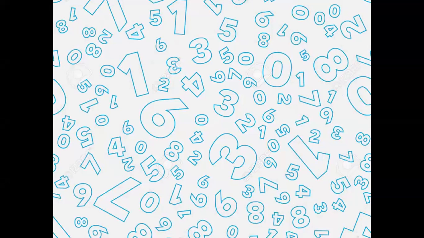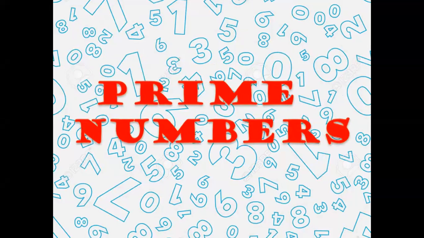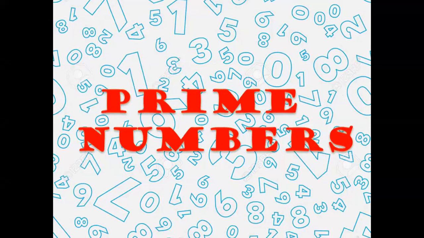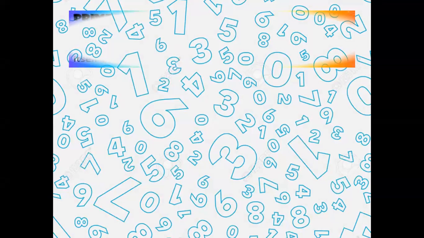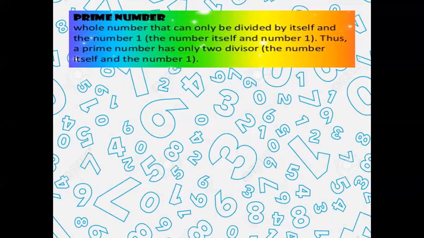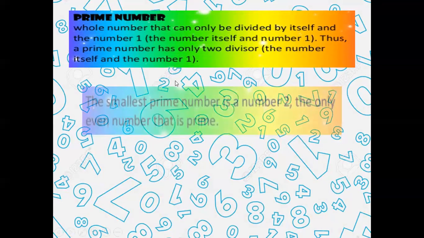Our lesson is about prime numbers, factors, and multiples. Now let us see what prime numbers are. A prime number is a whole number that can only be divided by itself and the number 1. Take note, the number itself and the number 1. Thus, a prime number has only two divisors, the number itself and the number 1.